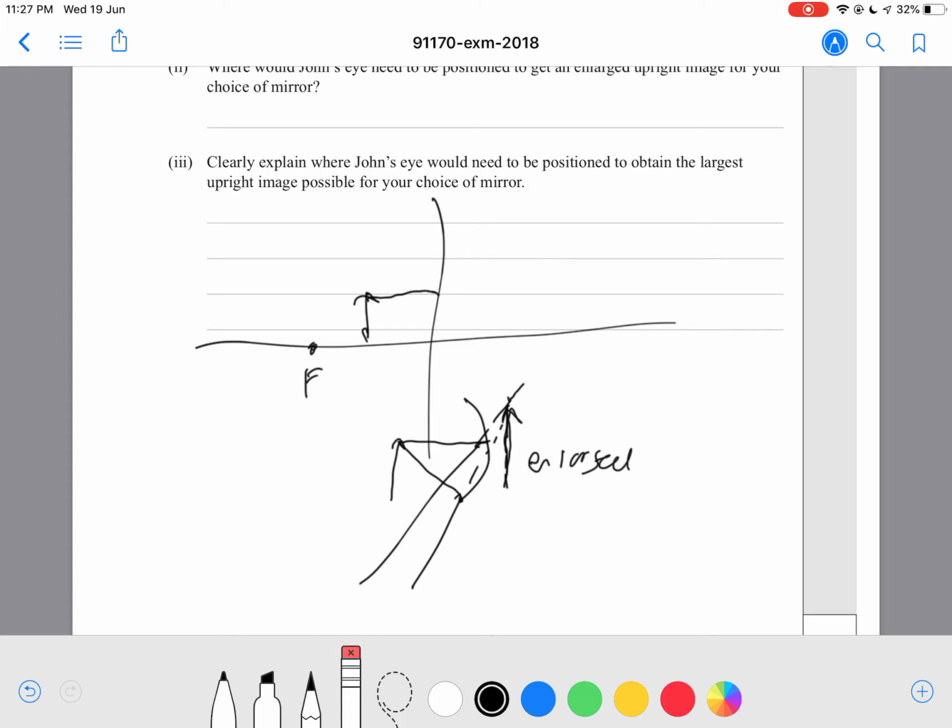Oh, what am I doing? That's not right. Sorry. It's going to bend back towards the focal point like this, and the second ray is going to travel down and then reflect at the same angle theta. If we drop these rays back, only then will we get the enlarged image. So the image is larger than the object.